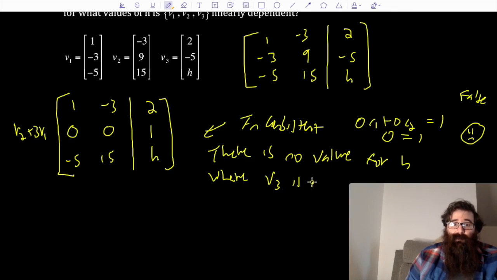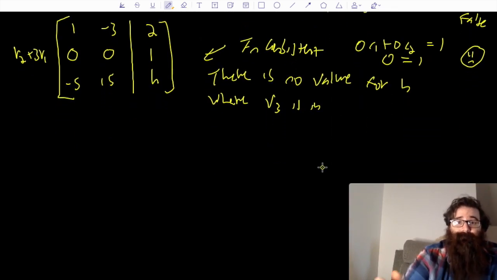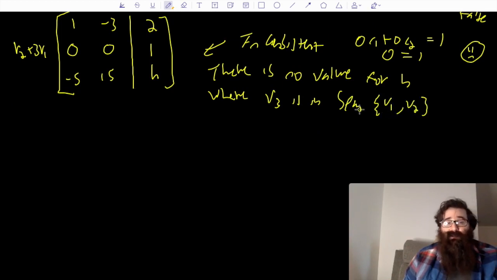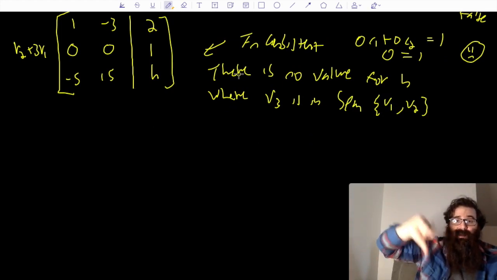where v3 is in the span of v1 and v2. I set out to find a suitable value, and hey, everything got derailed. The system was inconsistent. No good. Can't happen. Not gonna happen.